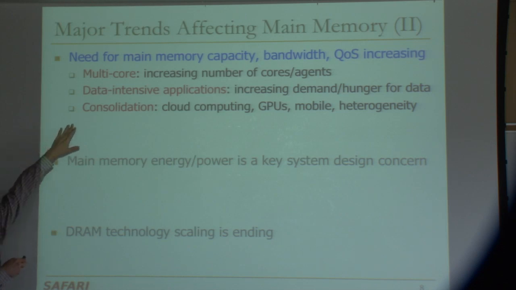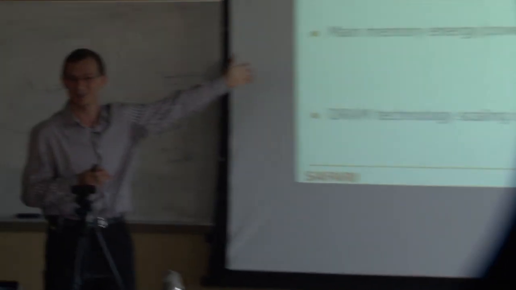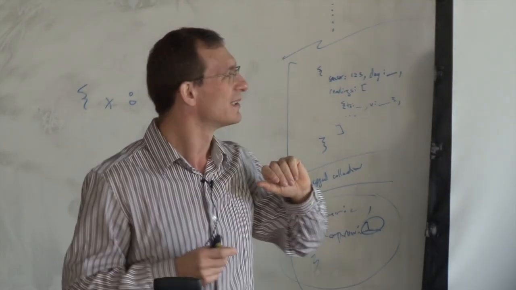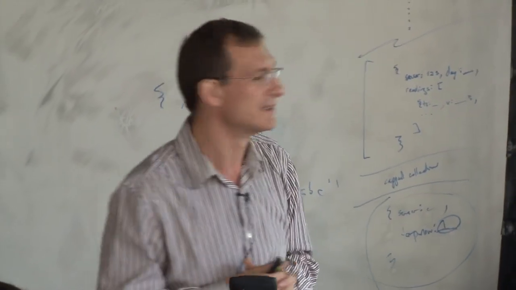The second trend is applications are becoming increasingly data intensive, right? There's increasing demand for both memory capacity and bandwidth. That's true for, again, pretty much all interesting applications that we see today, right? Like, you guys probably use Facebook a lot, right? Facebook is one example of a data intensive application. A lot of health applications are like this, bioinformatics applications.